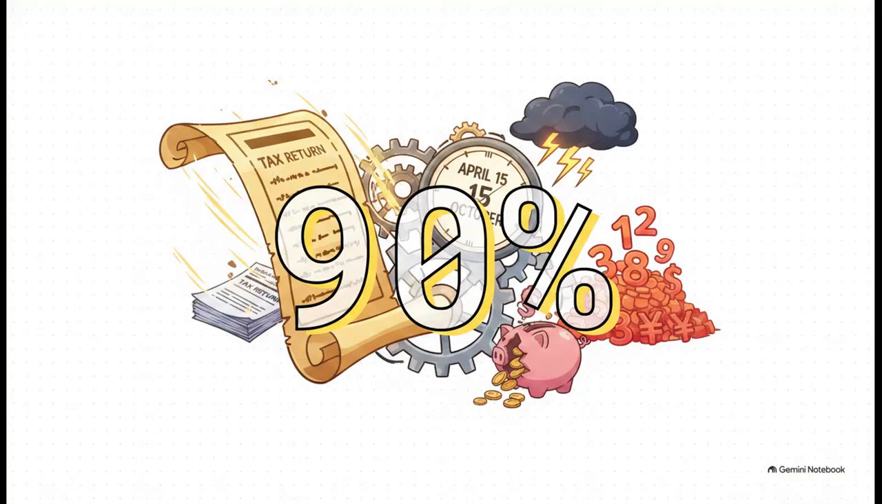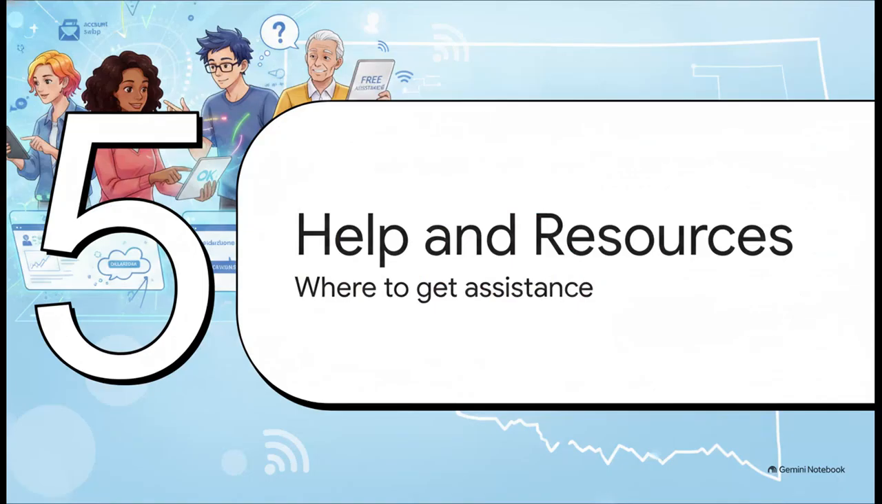But wait, remember the golden rule of tax extensions. An extension to file is not an extension to pay. Even if you secure that October extension, you must pay at least 90% of your expected tax bill by that original April 15th deadline. If you don't, you'll get hit with penalties and interest charges that start adding up from day one. Let's move to part 5, finding help and resources.